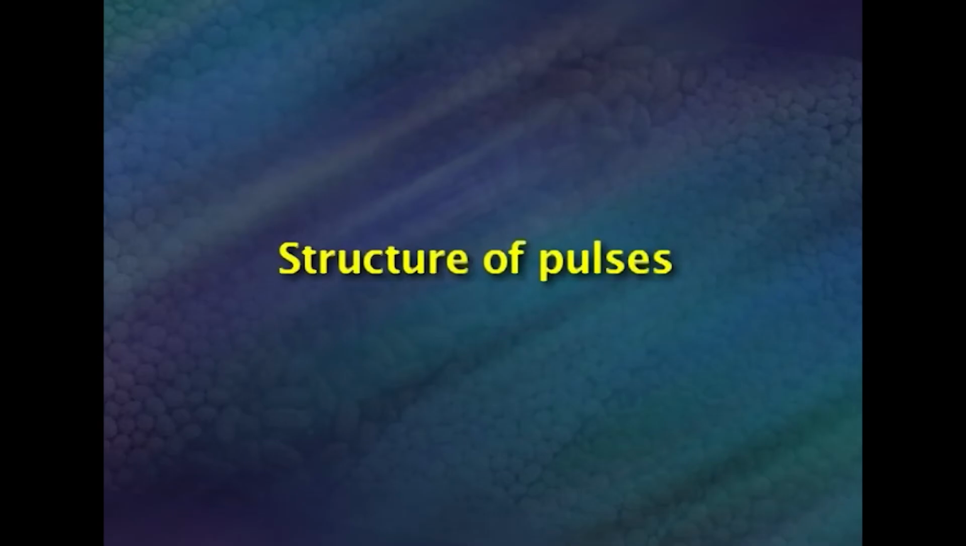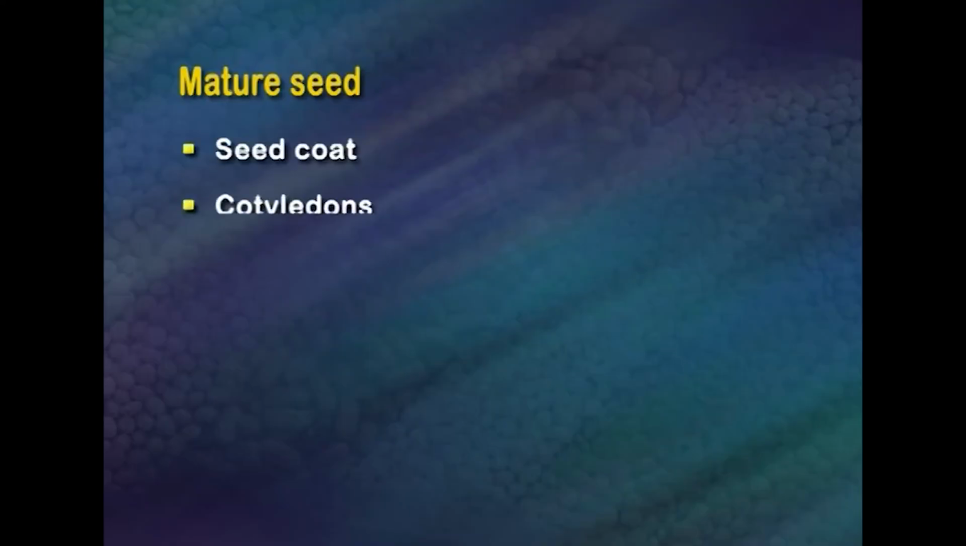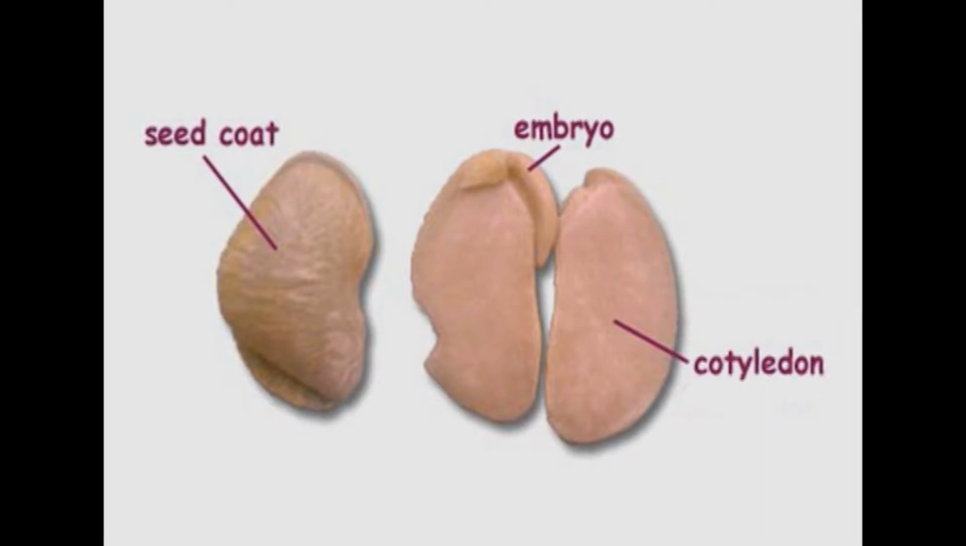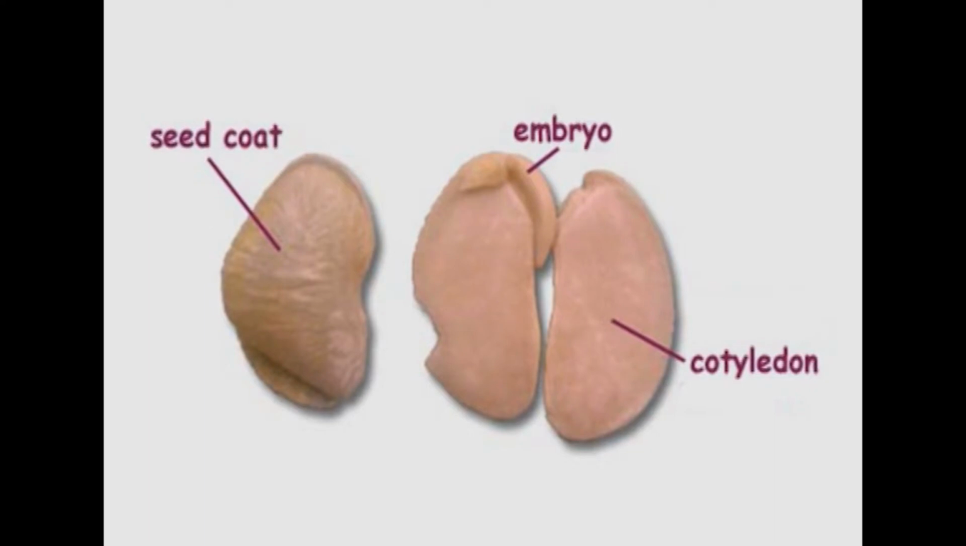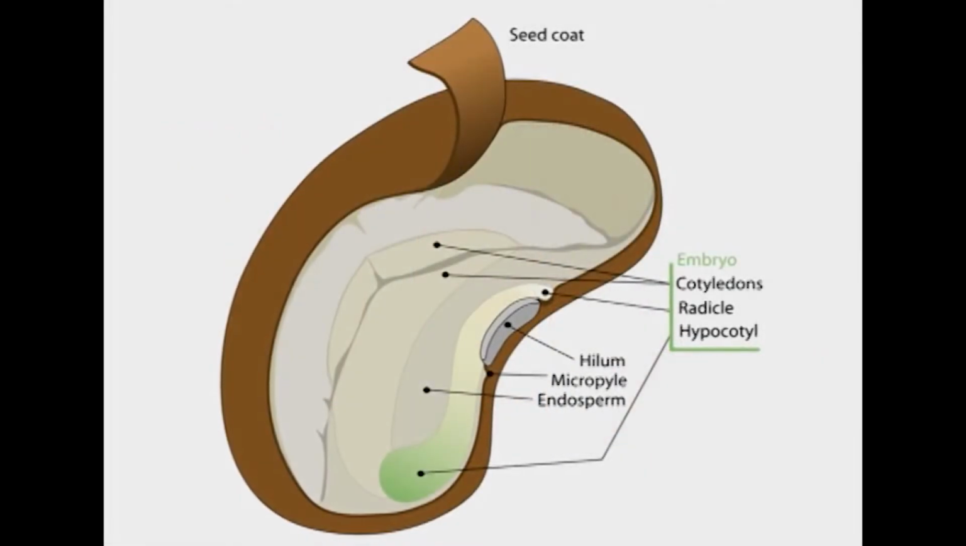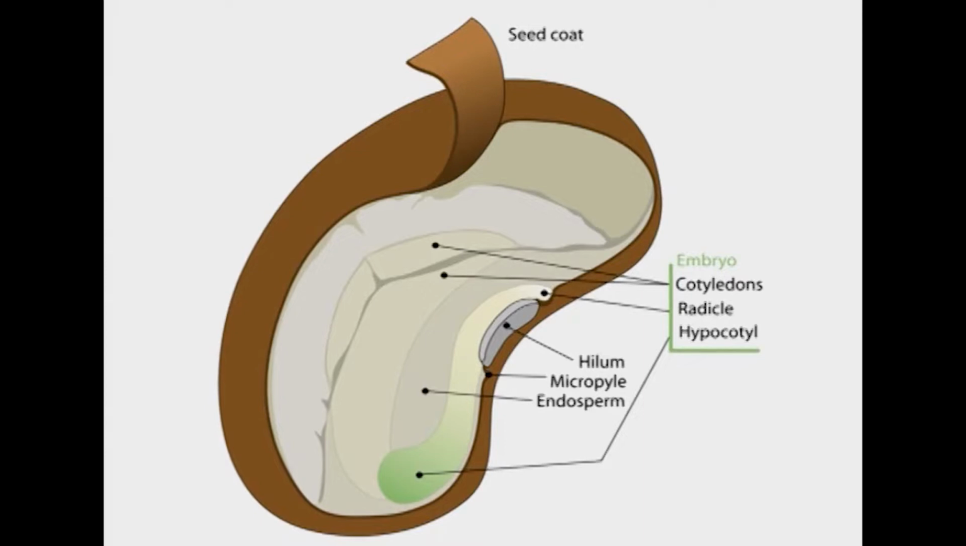Structure of pulses. Pulses have a similar structure but differ in color, shape, size and thickness of the seed coat. Mature seeds have three major components: the seed coat, cotyledons and the embryo. The seed coat or hull accounts for 7 to 15% of the whole seed mass. Cotyledons are about 85% of the seed mass and the embryo constitutes the remaining 1 to 4%. The external structures of the seed are the testa, hilum and raphe.